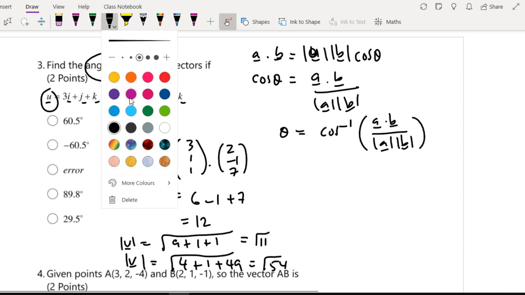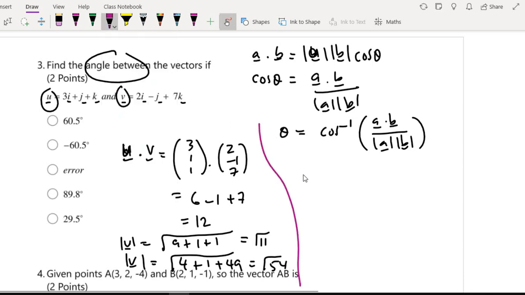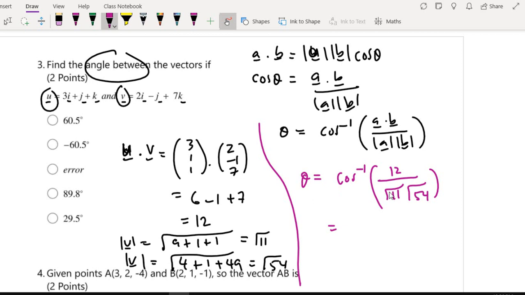Okay. Then substitute. a dot b is equal to 12 over square root of 11 times square root of 54. You can use a calculator to find this value, and then the answer is 60.5 degrees. So this one is 60.5 degrees.